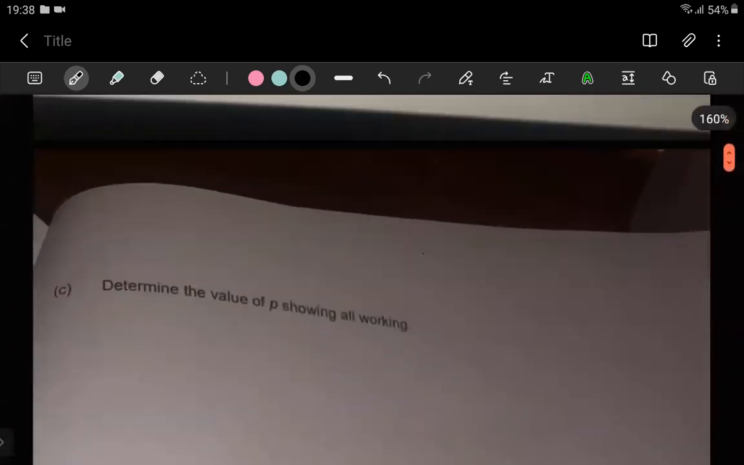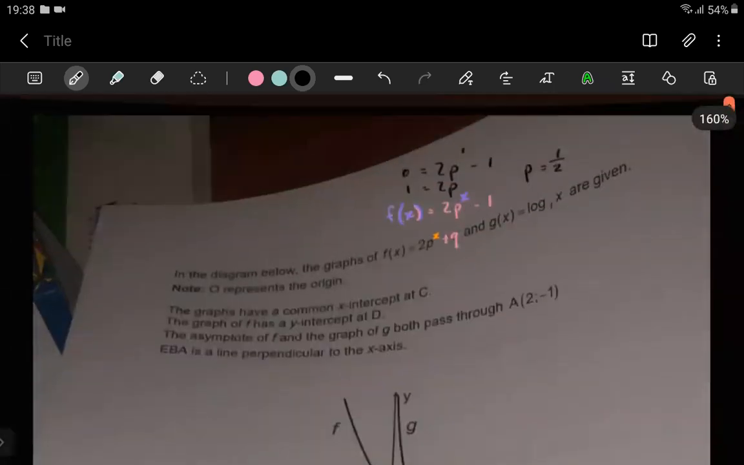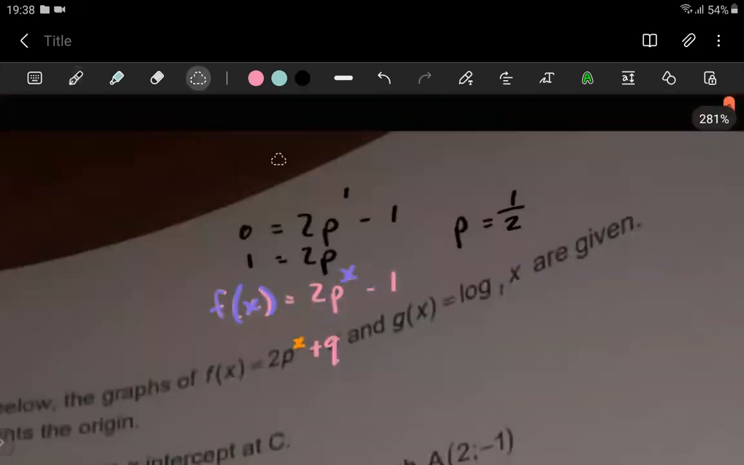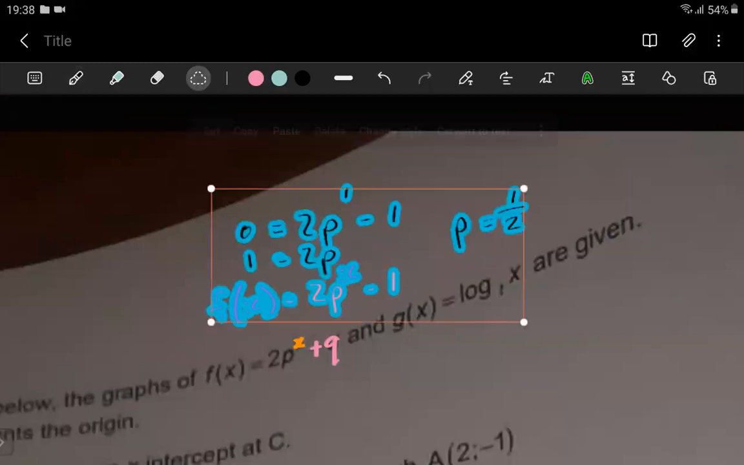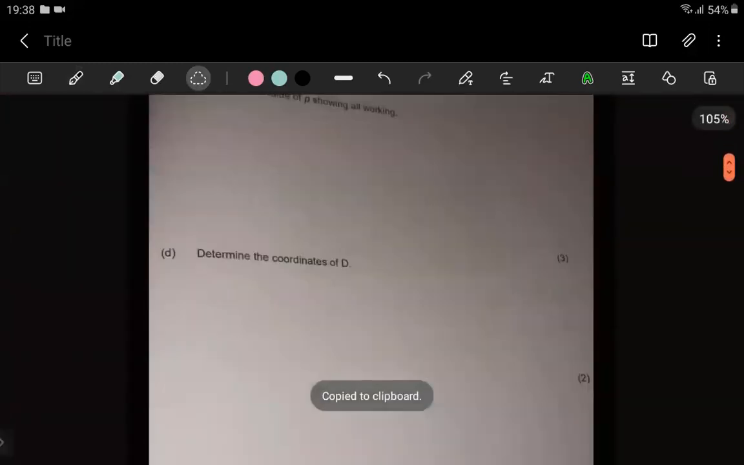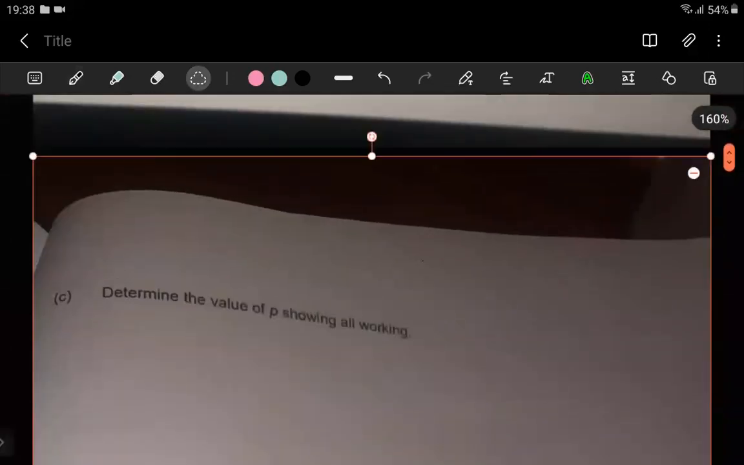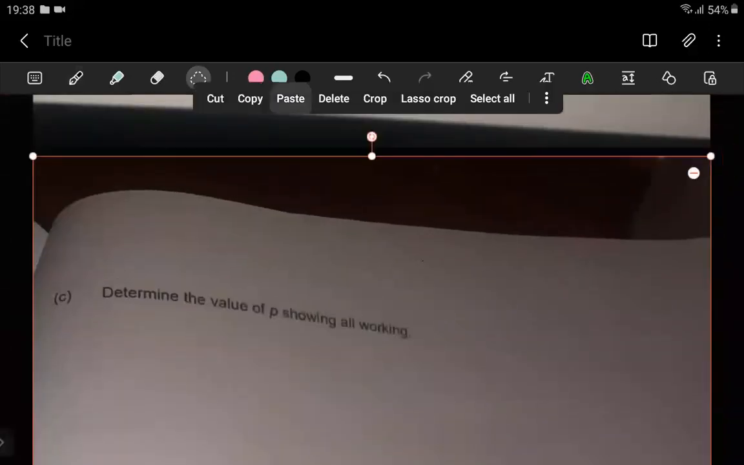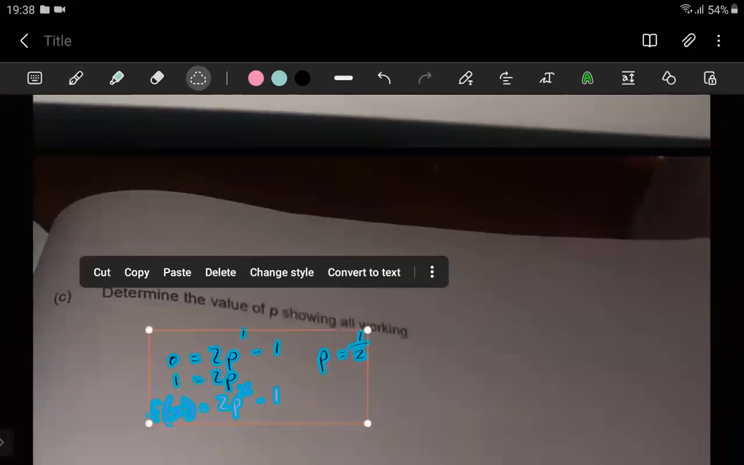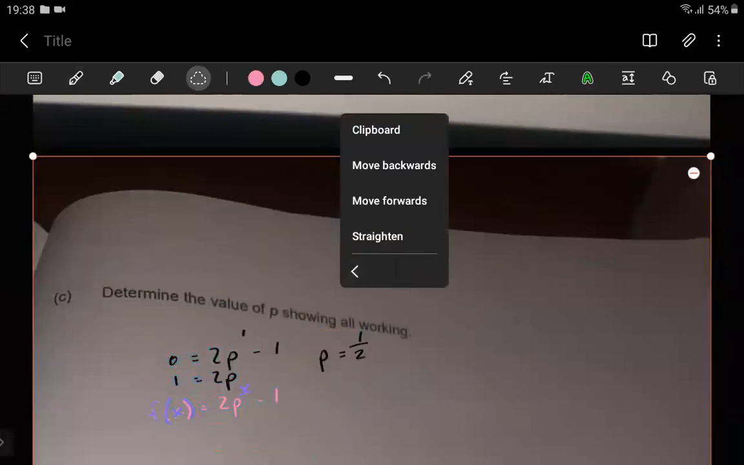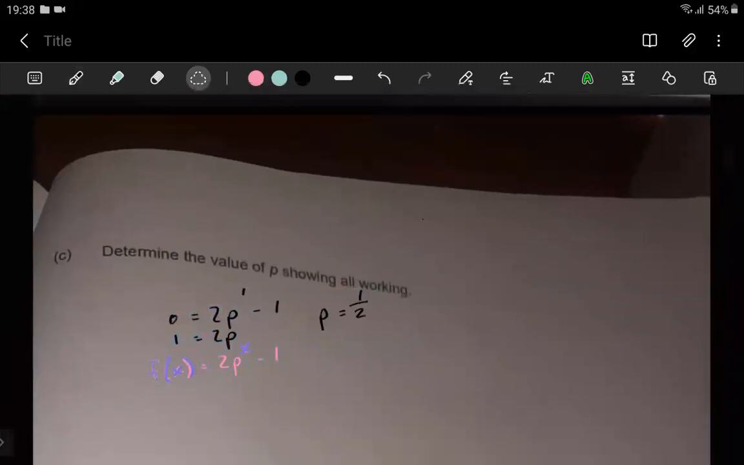I don't know why I was not writing the stuff down here, but I can always just move it. So let us just do that. Paste it down over here. There we go. So yeah, moving on, right?